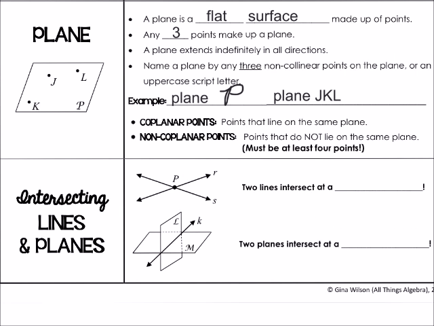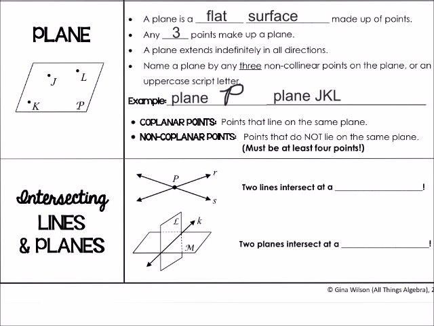So here are the answers for the plane. A plane is just a flat surface made up of points. Any 3 points can make up a plane. It has to be more than 2 because 2 just creates a line. So 3 would identify a plane as long as they are non-collinear points. And the plane stretches on infinitely in all directions.